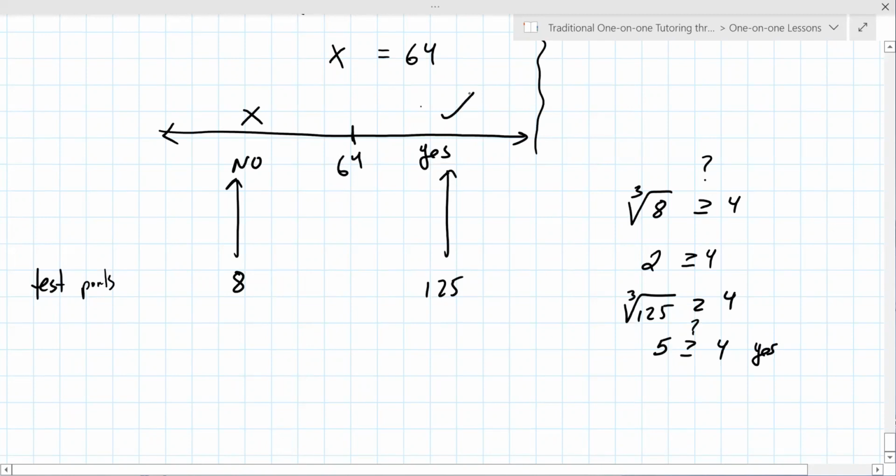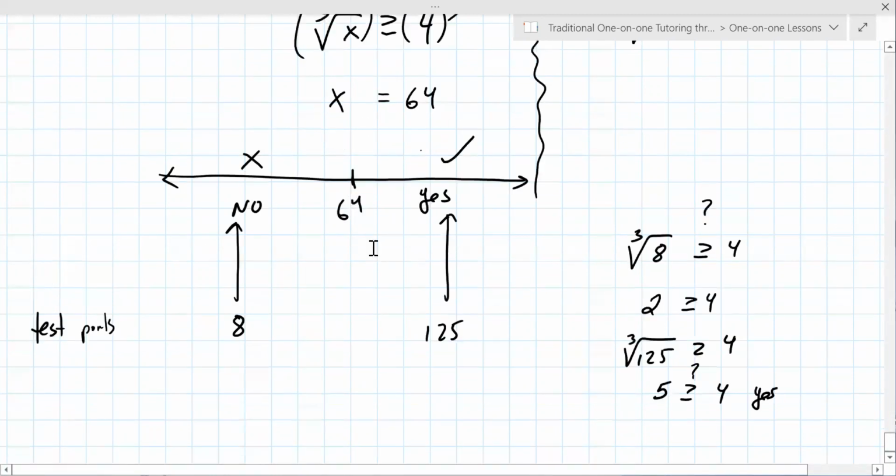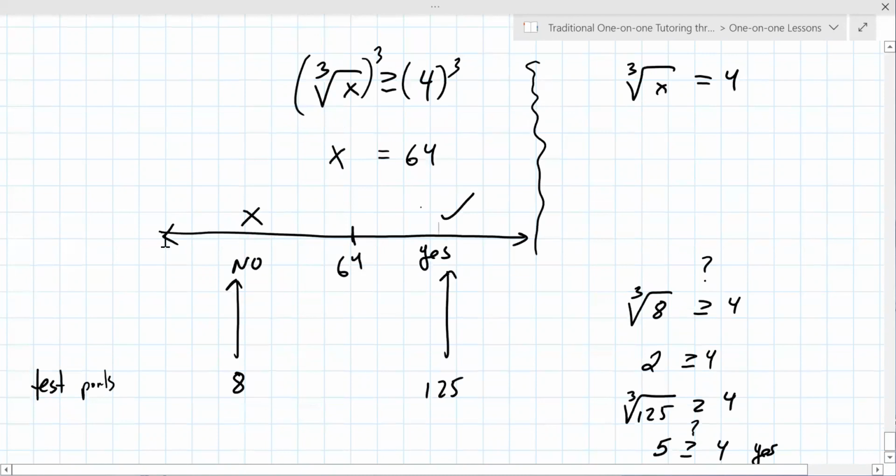So what we're showing is that anything to the right of 64 works, anything to the left of 64 does not. So your solution, your answer, is all the numbers bigger than 64, x greater than or equal to 64. Now you get that from the original inequality, but there may be some problems where you have to flip, or there might be some other things. So the more general approach is to make this number line and test points on either side, and see if it works.